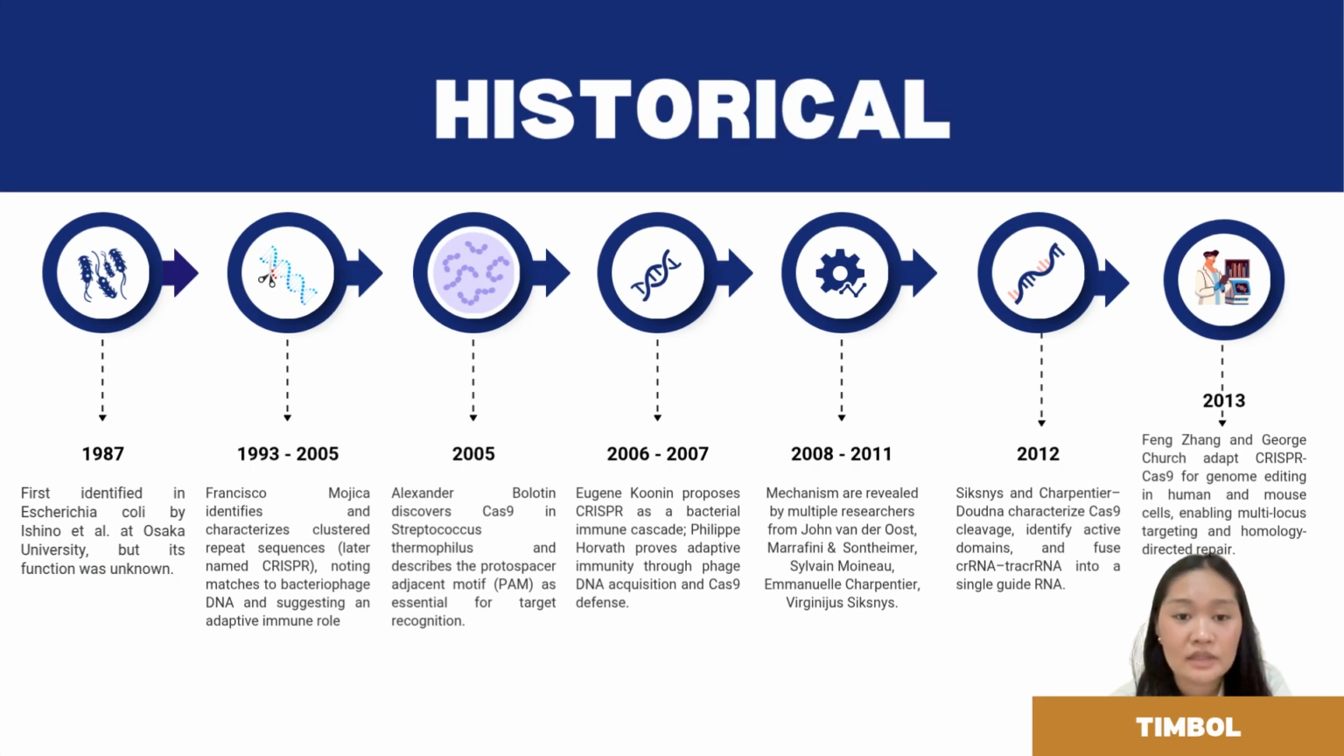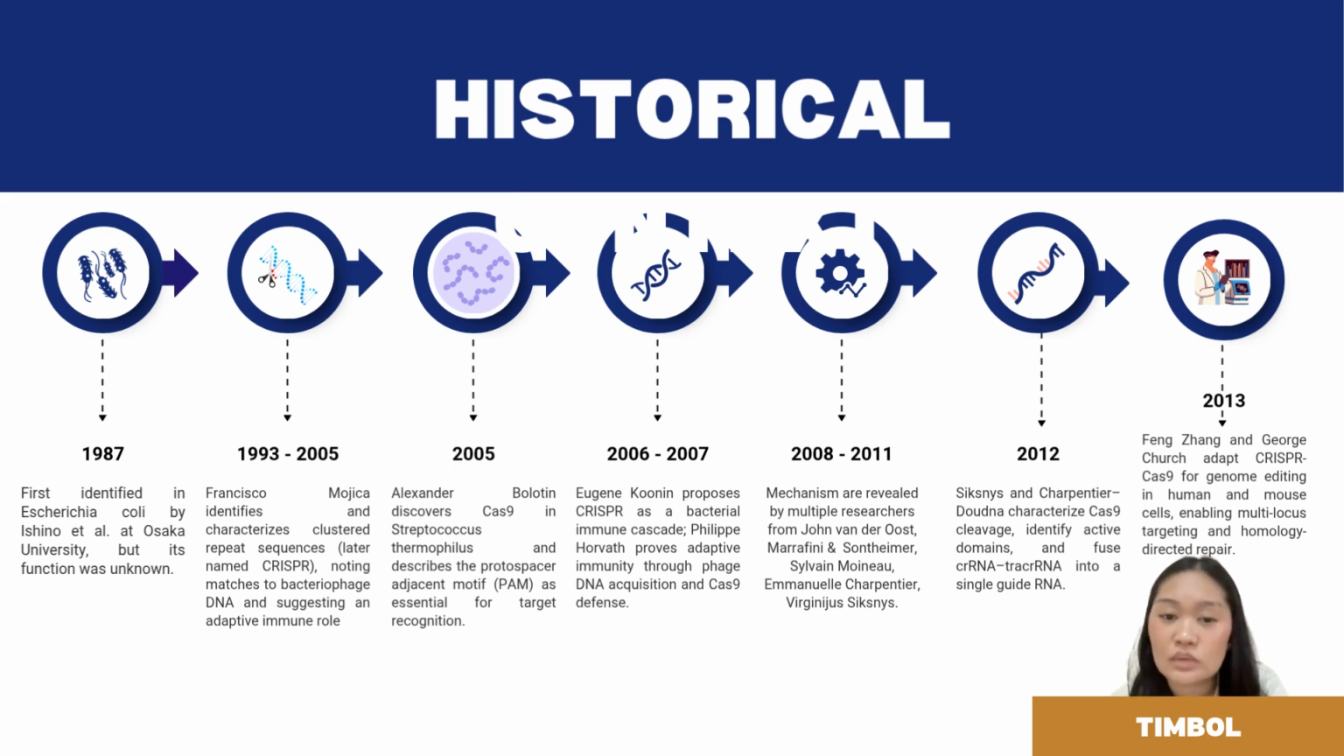So, the historical timeline of CRISPR begins in 1987 when Ishino and his colleagues first observed unusual repeating sequences in the DNA of E. coli. At the time, no one knew what they were for. From 1993 to 2005, Francisco Mojica discovered that these repeats were found in many microbes and noticed that they matched DNA from viruses, hinting at an immune defense system. In 2005, Alexander Bolotin identified the Cas9 protein in Streptococcus thermophilus and described the protospacer adjacent motif or PAM as a critical signal for recognizing target DNA.